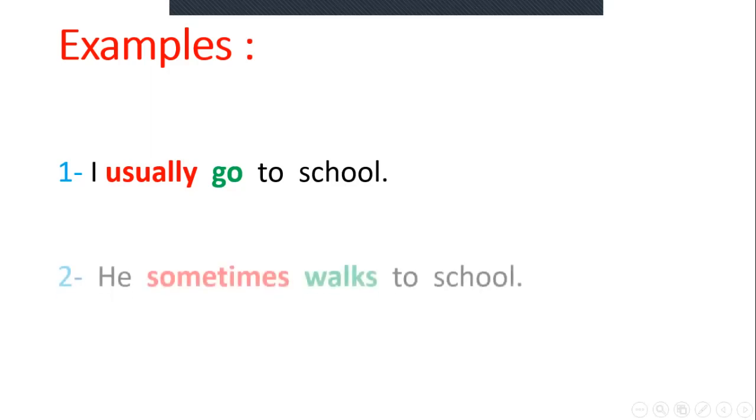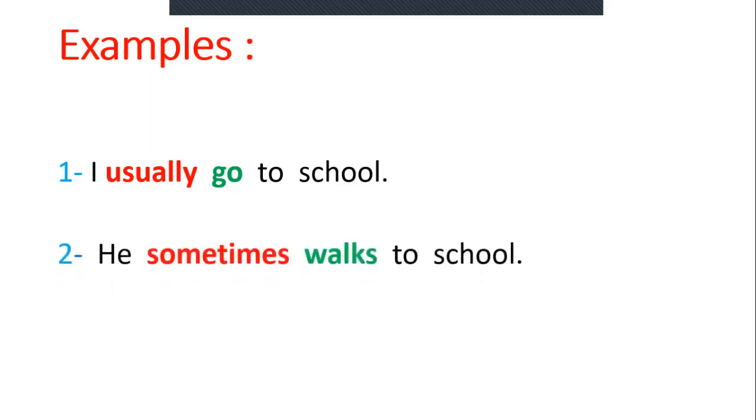Look at another example. He sometimes walks to school. Also here, my students, this sentence begins with the subject he, and we use sometimes as an adverb of frequency, and we use verb walks. Here verb walks is the main verb of this sentence, so we use sometimes before this main verb.